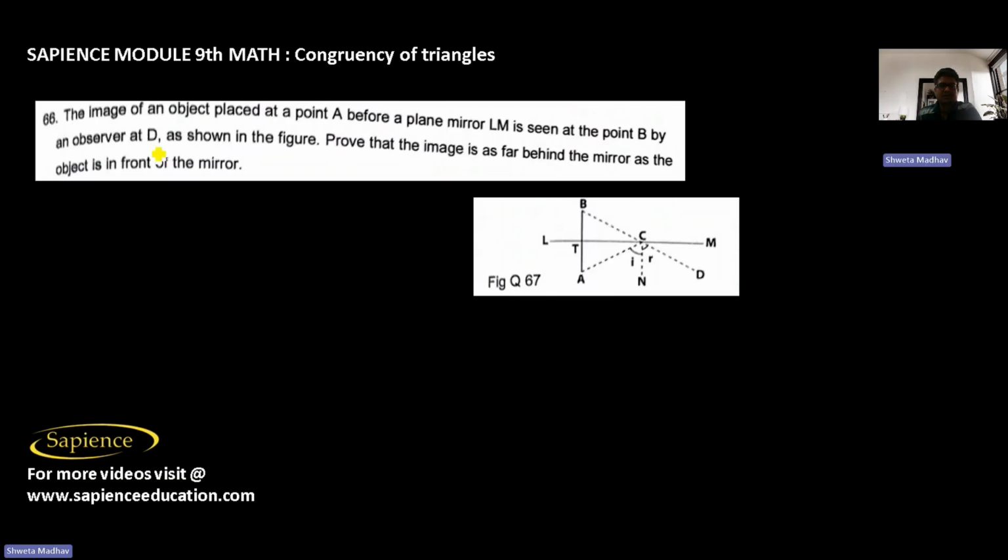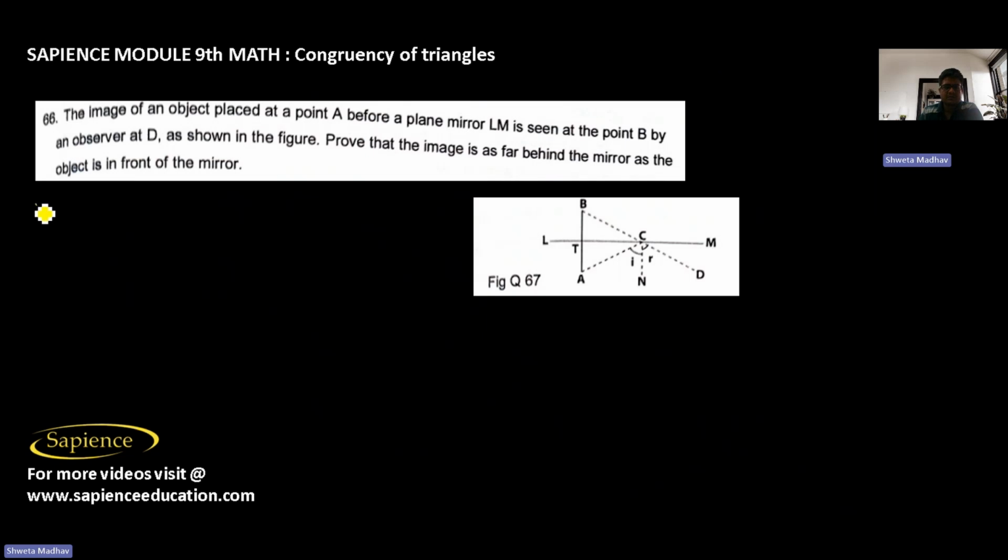Then here it is told that the image of an object placed at a point A before a plane mirror LM is seen at the point B by an observer at T, as shown in the figure. Prove that the image is as far behind the mirror as the object is in front of the mirror.